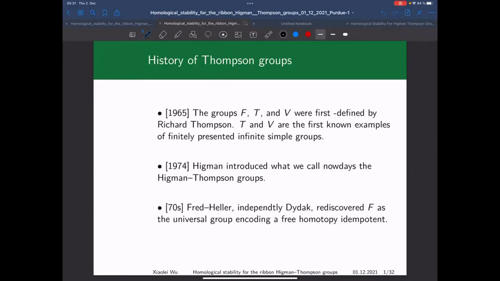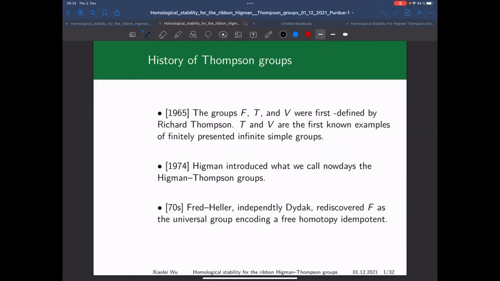Then later Higman generalized this notion of Thompson group, and he got a family of groups, what we call nowadays the Higman-Thompson groups. Then in the 70s, Freyd and Heller, independently, rediscovered F as the universal group encoding a free homotopy idempotent. I should say I'm not that familiar with what exactly this means, but the key thing is that some topologists, when they study the topology of spaces, found F naturally appearing there.